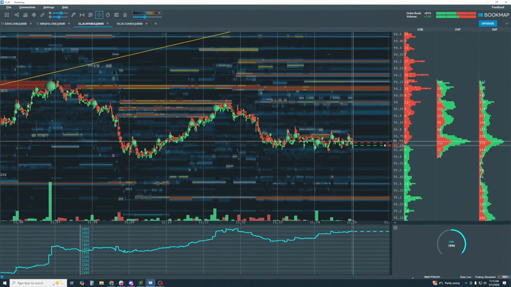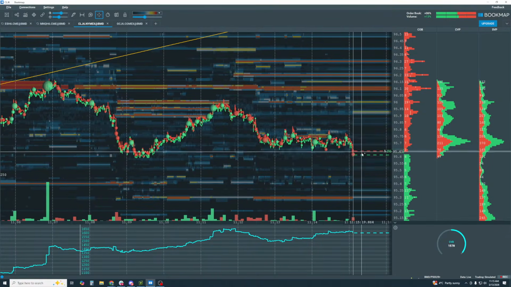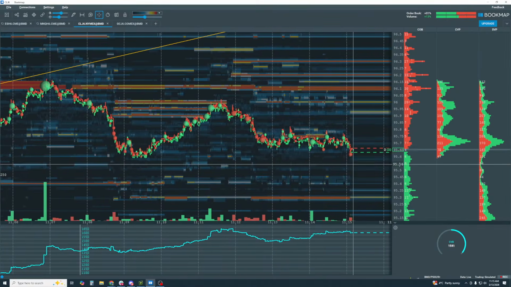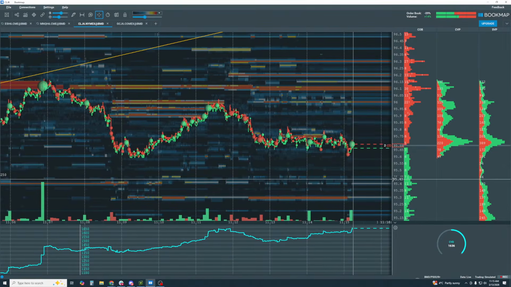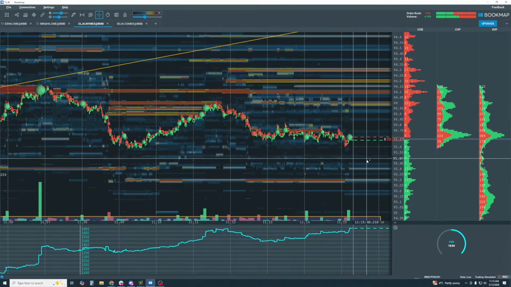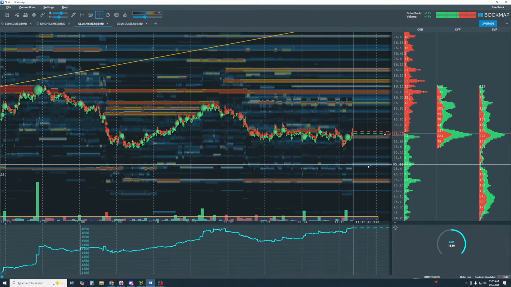See, we're in a high volume node here right now. This is acceptance. Okay, here they come. All right, I want to see them push through it. See them push into 54 or 43 down here. I really like 40 somewhere.